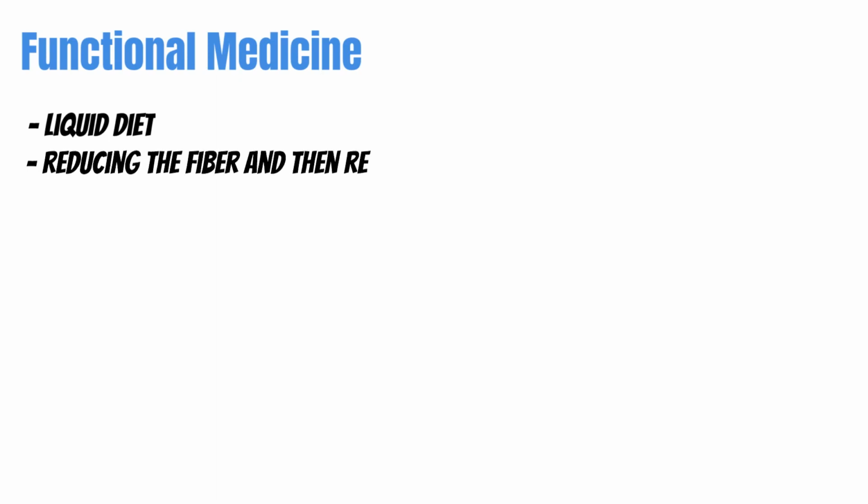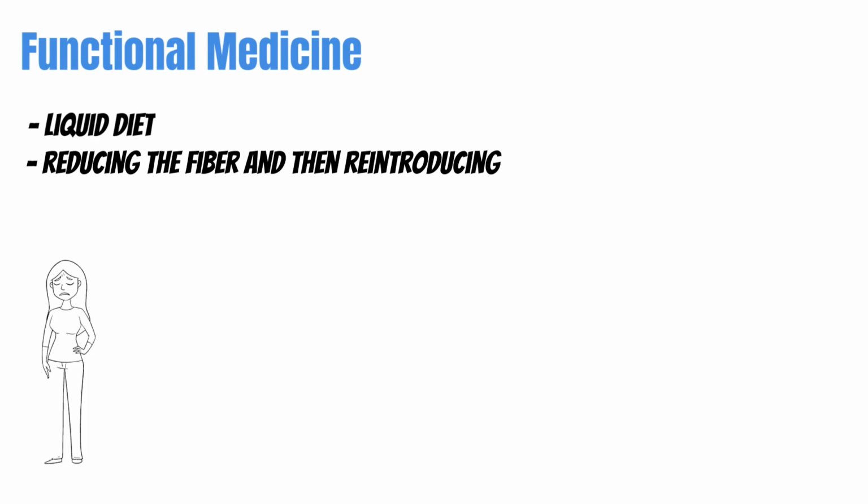So now let's talk about the functional medicine approach to this kind of situation. When we're having a blip, a bump in the road, we can definitely approach the situation with a little bit of a liquid diet, reducing the amount of fiber and then slowly reintroducing it. We made a whole other video on this, but we need to dive a little deeper because this doesn't actually solve the root cause of the issue, which we just mentioned a minute ago.